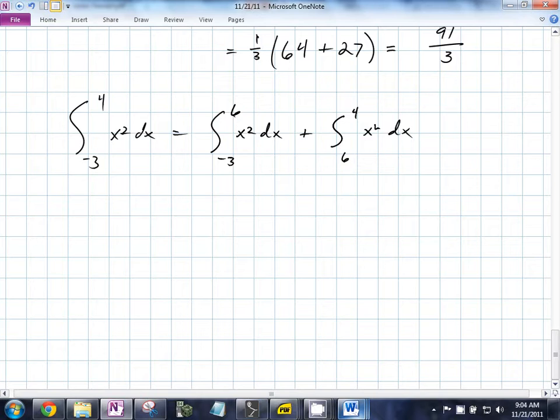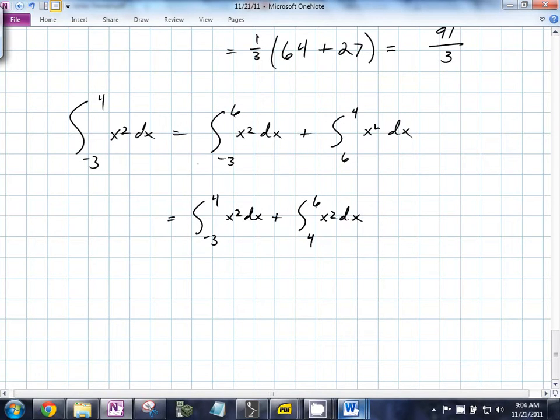Look, this is equal to the integral from -3 to 4 of x squared dx plus the integral from 4 to 6 of x squared dx. So what did I do? I just took this first one and I split it up like this. You see that, everybody? I just split it up like that.